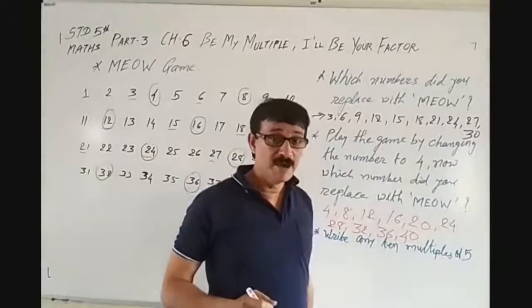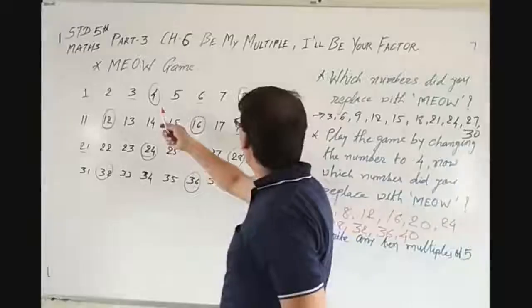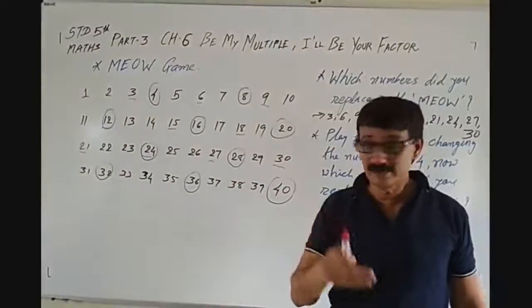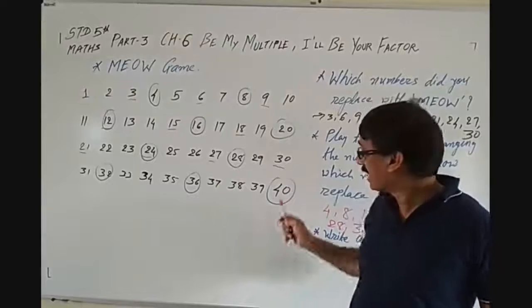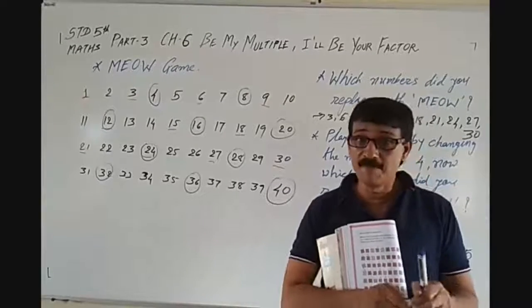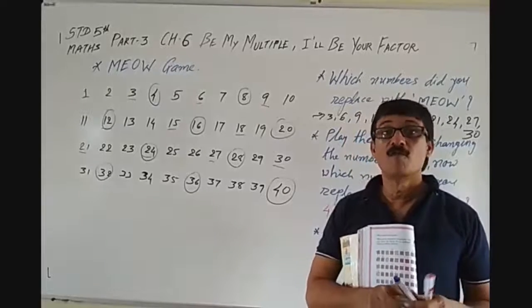Do you remember the table of 4? 4 ones are 4, 4 twos are 8, 4 threes are 12, 16. Go for that up to 10. So actually, this is a table of 4, and these are the multiples of 4.